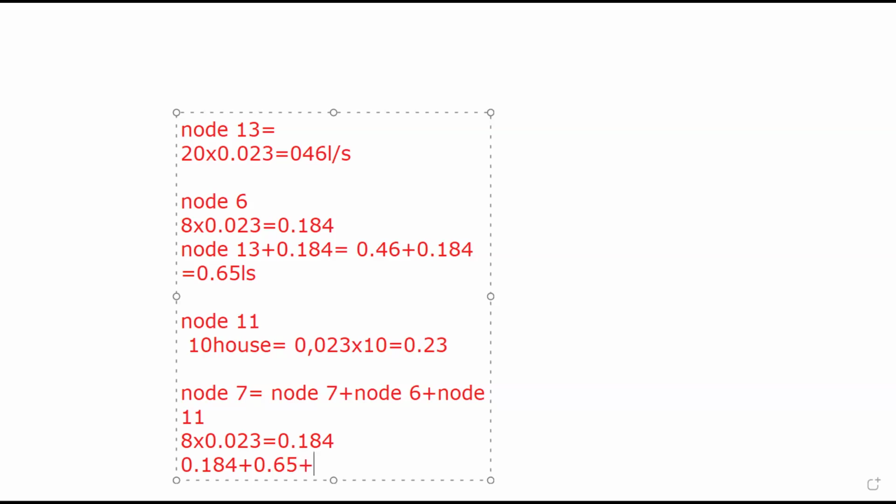You said node 7 equals node 7 plus node 6 plus node 11. Is it node 7 or node 8? Node 7, I'm sure of what I did. Just take it that way, sir. That first node is its own demand plus the demand value of 2 downstream.